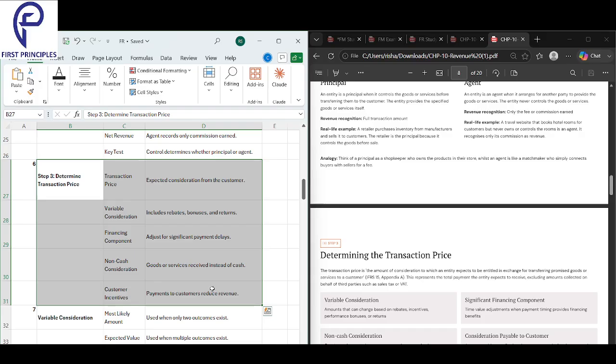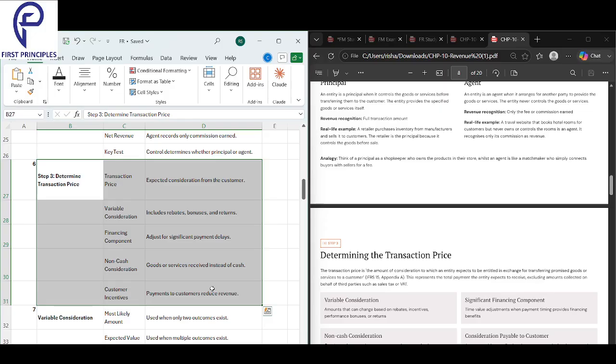Next, non-cash consideration. Instead of cash, you receive goods or services. That is called non-cash consideration. Next, customer incentives. Payments to customers reduce revenue. That is your customer incentives.